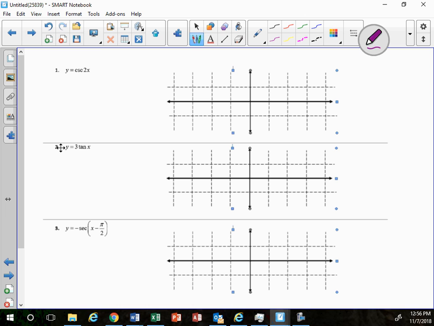All right, so the first one here, y equals cosecant of 2x. I'm going to start by graphing y equals sine of 2x. What do I do? Label. What am I going to label the x-axis as? The period is pi, yes.